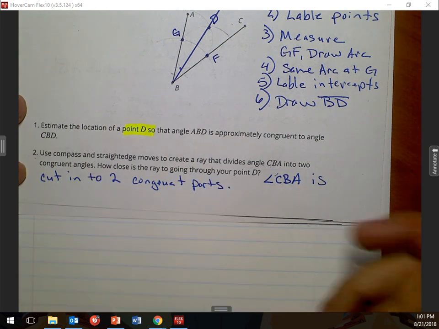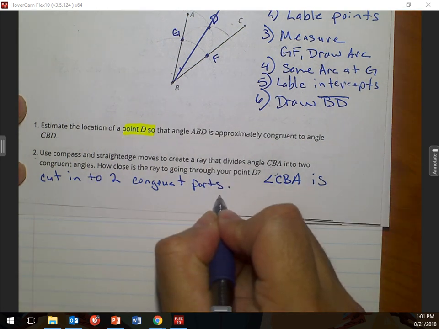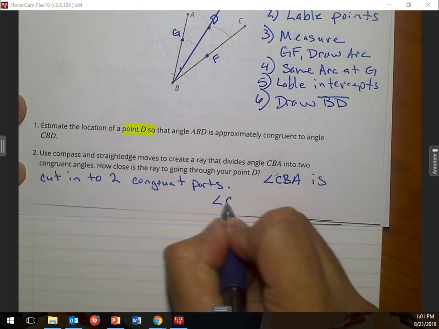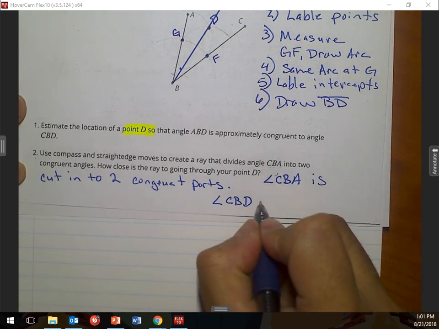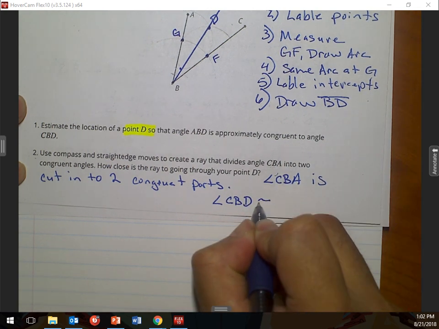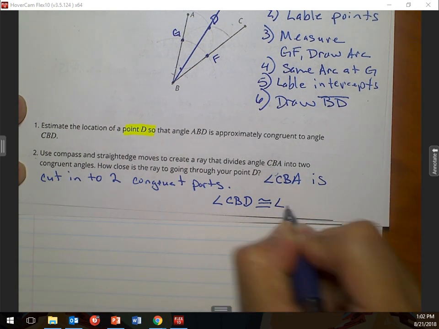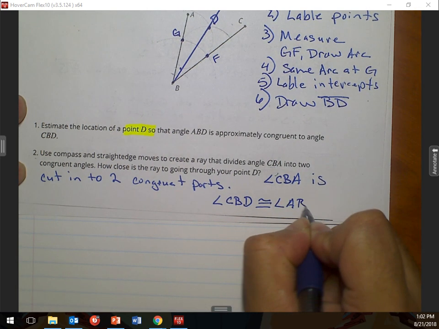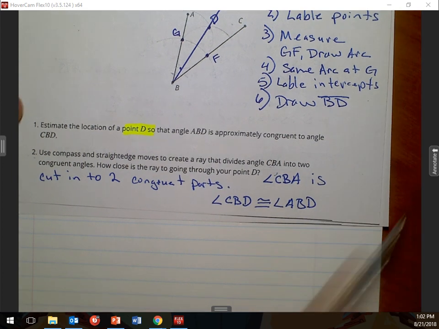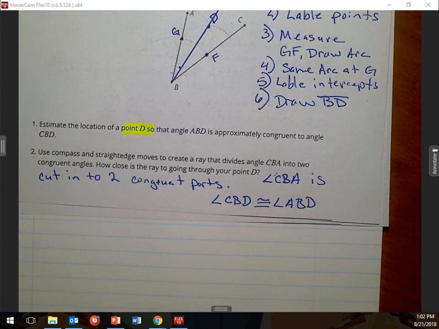And so now my new 2 angles are going to be angle CBD, here's a symbol for congruent, and angle ABD. You guys got all that down?